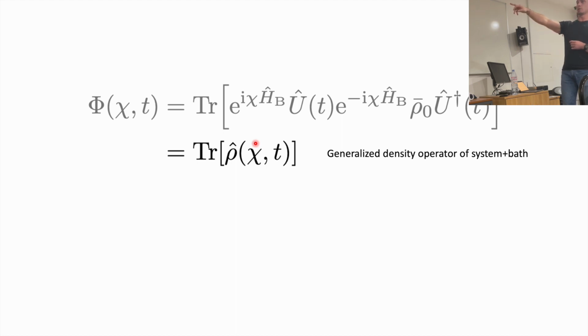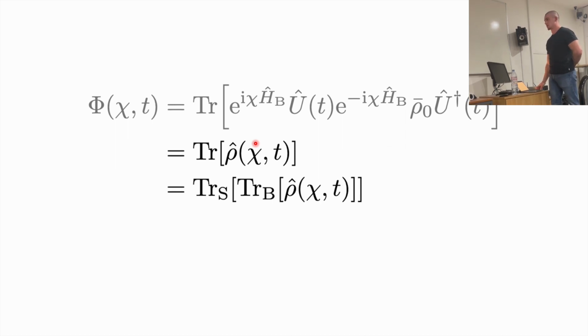But this density operator is for the system and the bath, so it lives inside a huge Hilbert space. So it's pretty much impossible to track its motion as a function of time. So what I can do is split the trace into a trace over the system and a trace over the bath. And then I call the trace over the bath of this state the reduced state of the system.